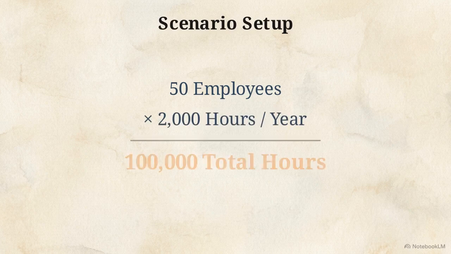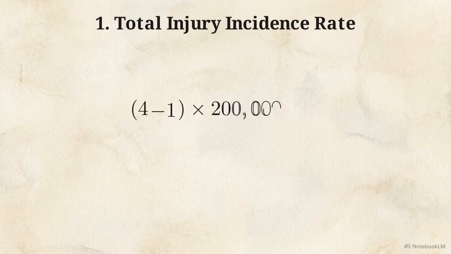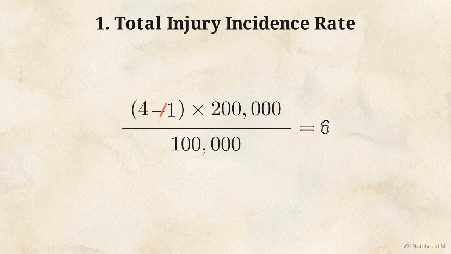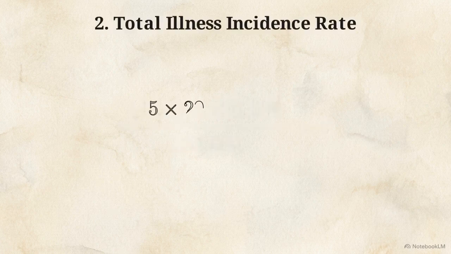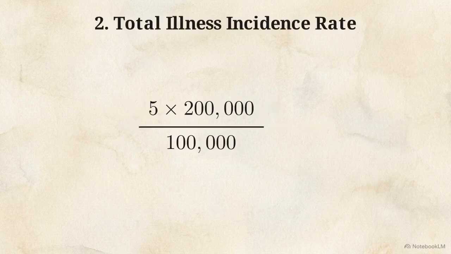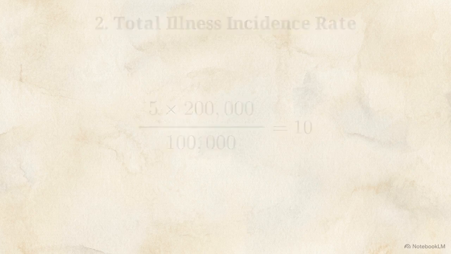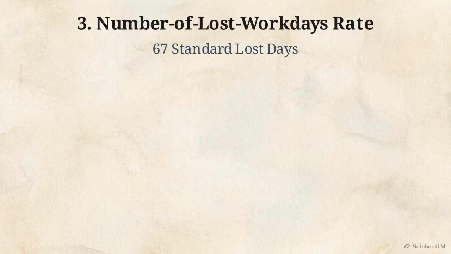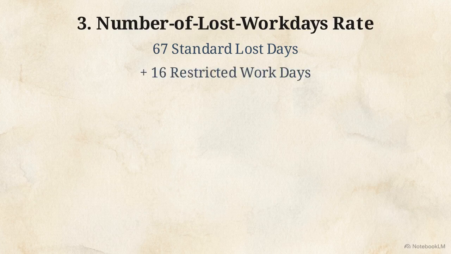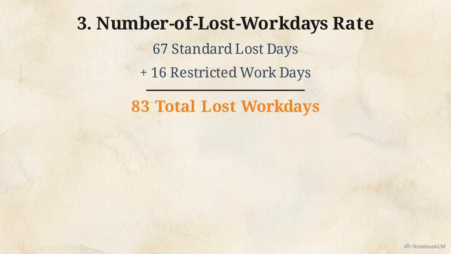To calculate injury incidence for 4 injuries, we explicitly exclude the fatality. 3 injuries times 200,000 divided by 100,000 equals a rate of 6. For illness incidents, 5 reported illnesses times 200,000 divided by 100,000 gives a rate of 10. The number of lost workdays rate adds 67 standard lost days to 16 restricted workdays. That combined 83 times our constant divided by the denominator yields 166.